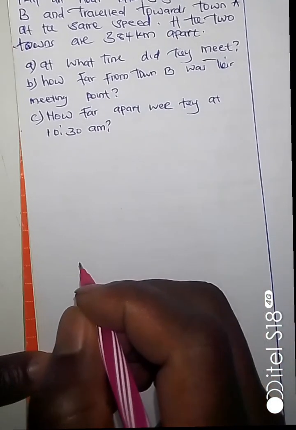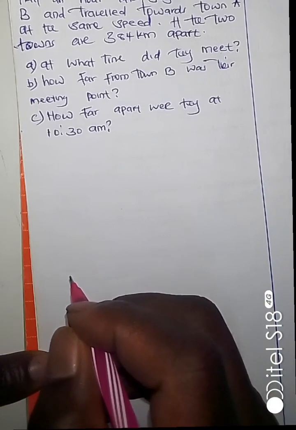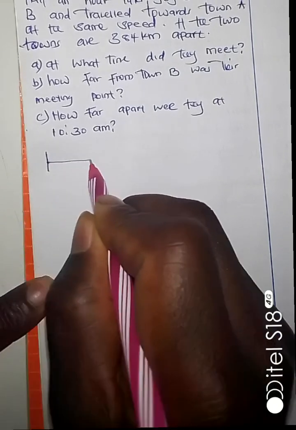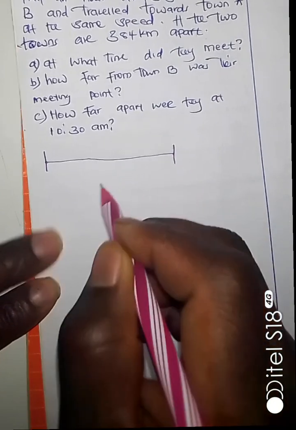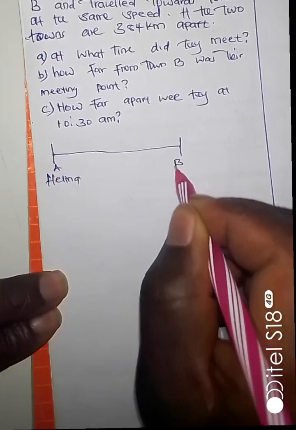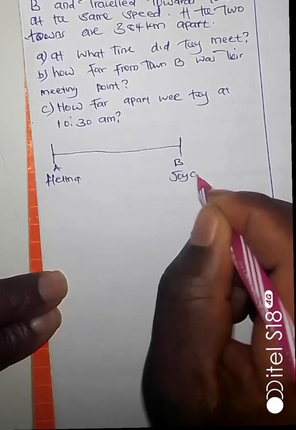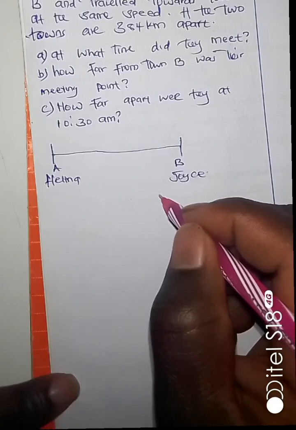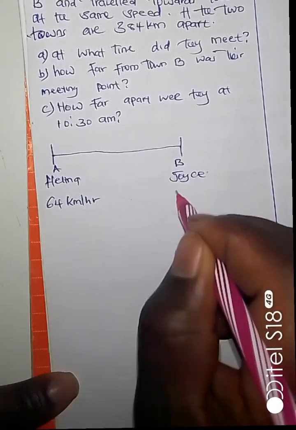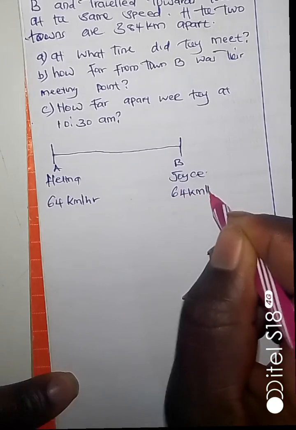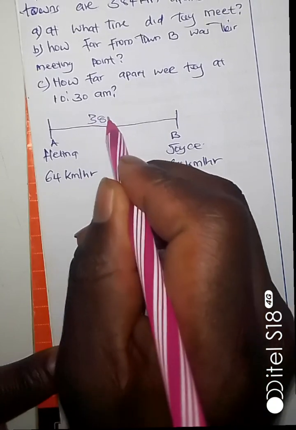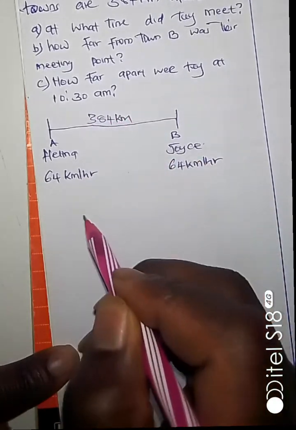Now here we can draw the two points, Joyce and Helena. We can say this is Helena, and this is A, B, and this is Joyce. Helena has an average speed of 64 kilometers per hour, and Joyce still has 64 kilometers per hour. Here we are told that this distance is 384 kilometers.